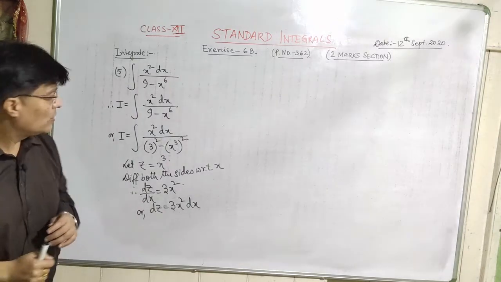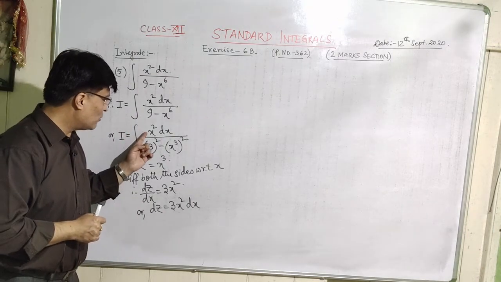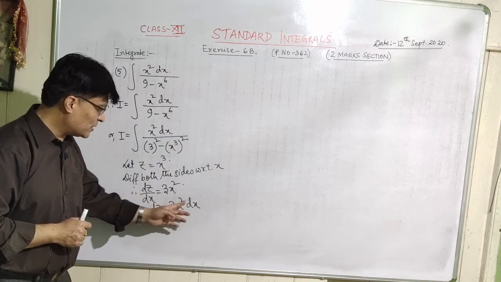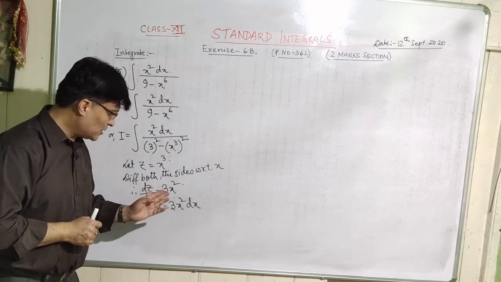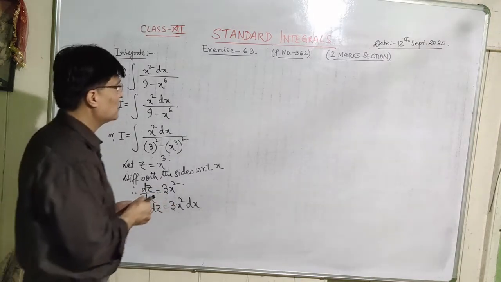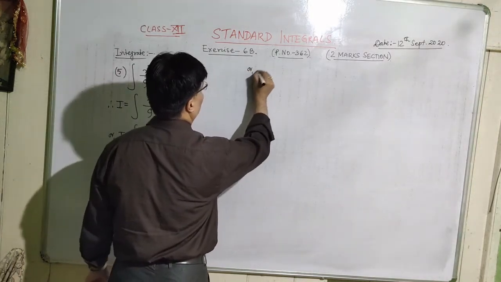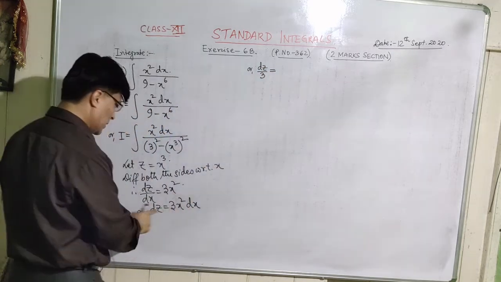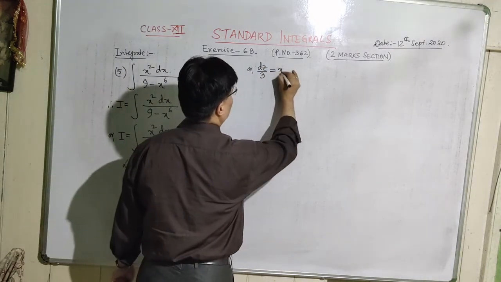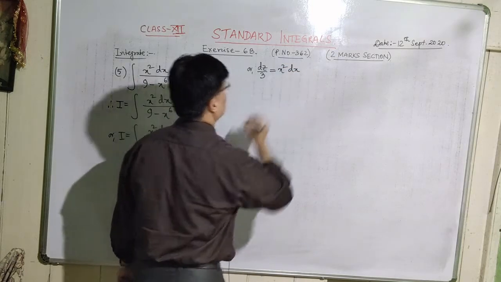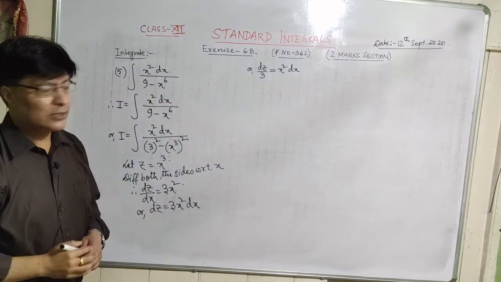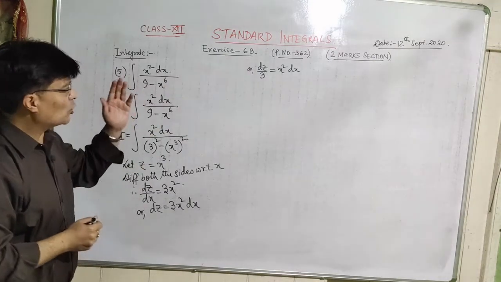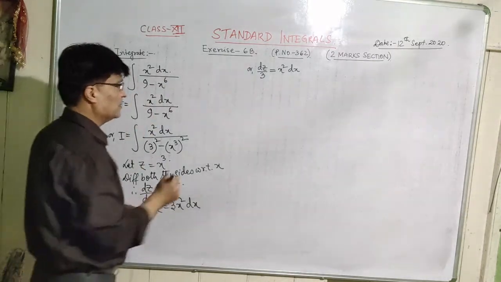Is that clear? But in the numerator we have only x square dx. You have to get the value for x square dx from here. That is, let us take this 3 to the left hand side, or dz upon 3 is equal to what? It is x square dx. So x square dx is dz upon 3. Okay. So let us put these values in I.